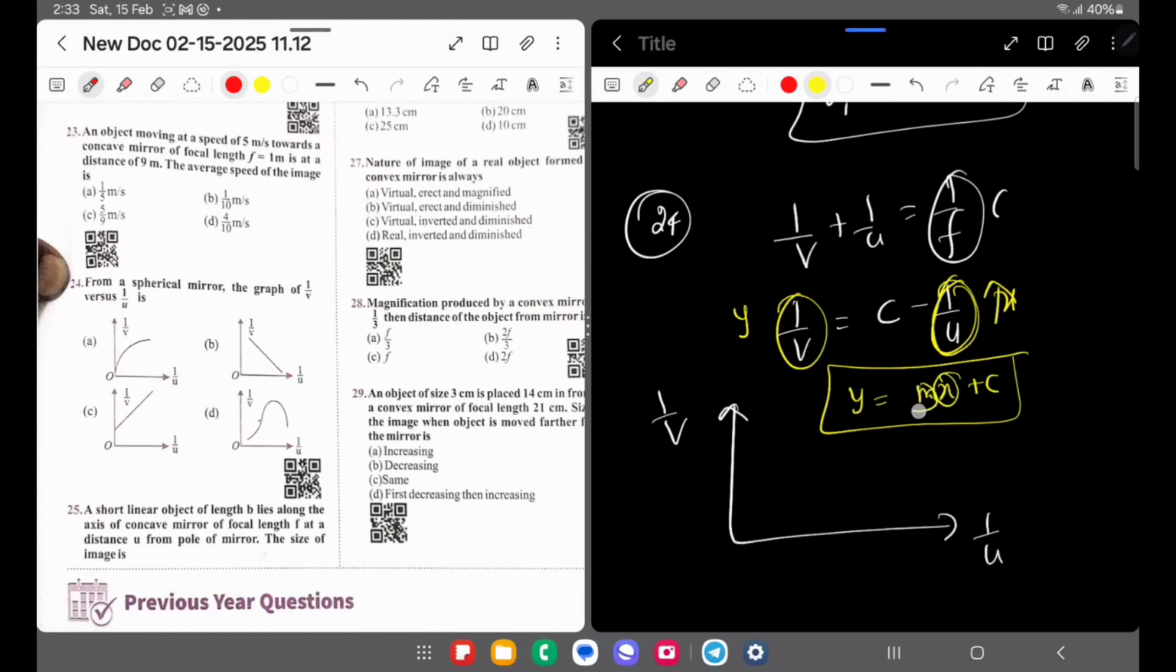In front of the x we have the slope. Similarly, in front of the 1 by u the slope value is minus 1. So I think it should be a downward graph. Yes, the slope should be minus 1. This should be the answer then.